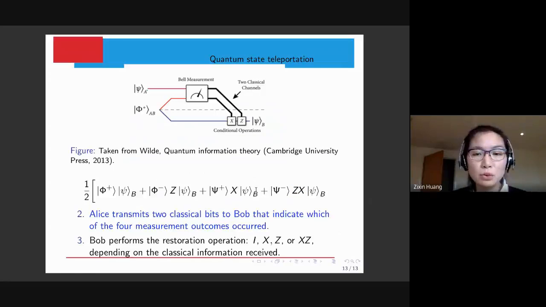And now she will transfer this information to Bob. And Bob, upon receiving the classical information from Alice, will apply one of these 4 operations. And now Bob is in possession of the original state that Alice wants to send him in the first place.